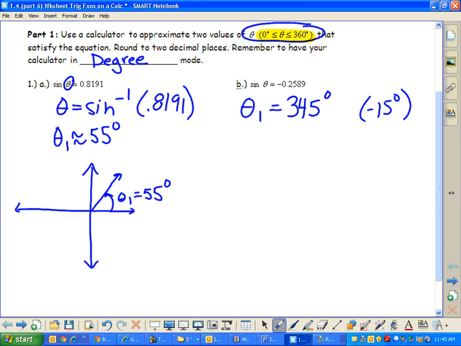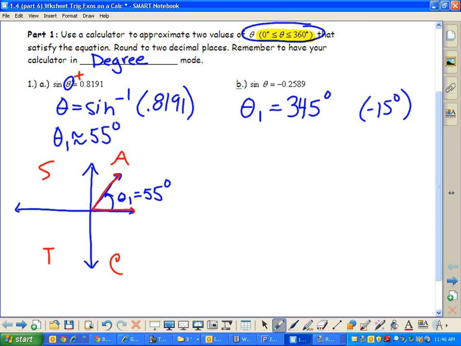For instance, in this problem here, what you need to notice is that sine was positive. It was positive 0.8191. Remember that when there's no plus in front of a problem, it is automatically positive. So here sine is positive. You want to draw your reference angle in the quadrant that has sine positive. Based on All Students Take Classes, we know that sine is positive in quadrant 1. What other quadrant is sine positive?